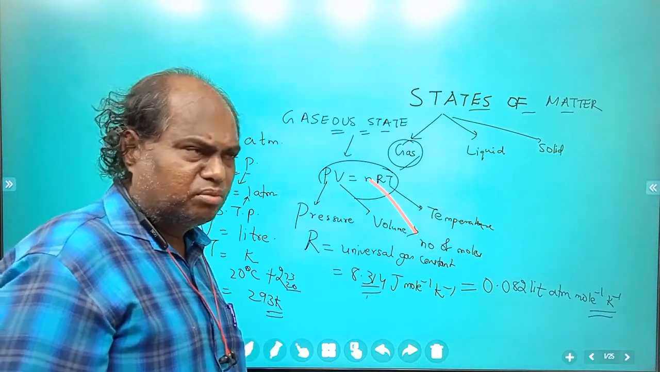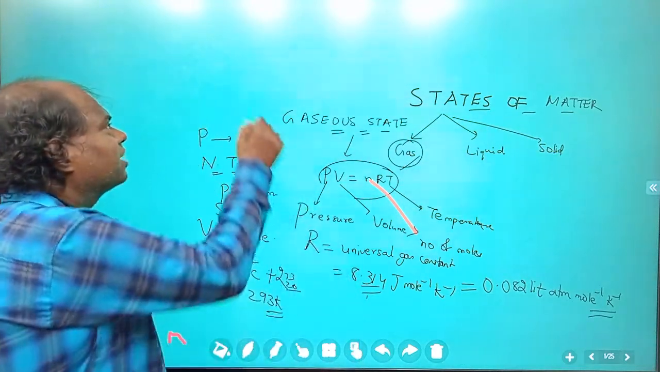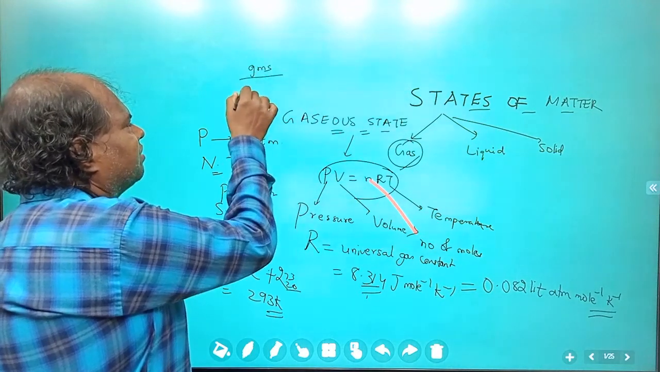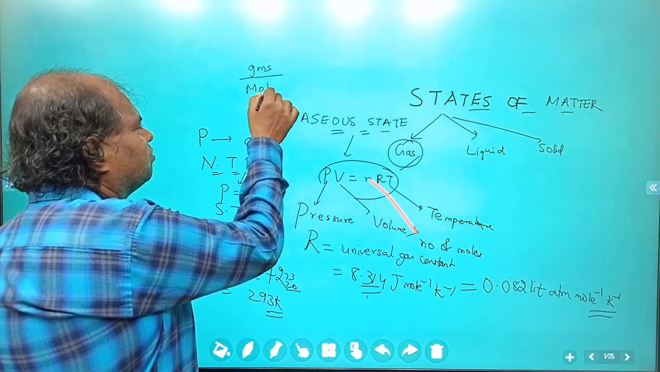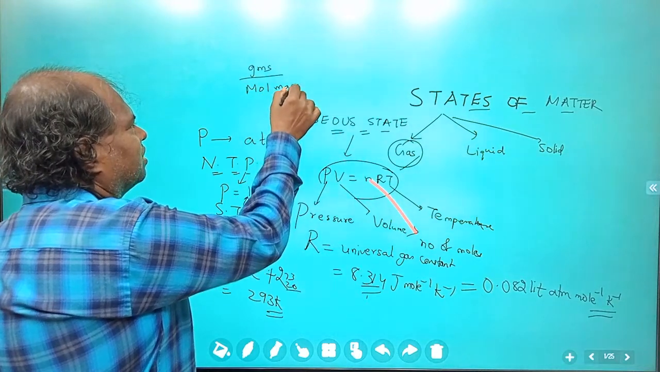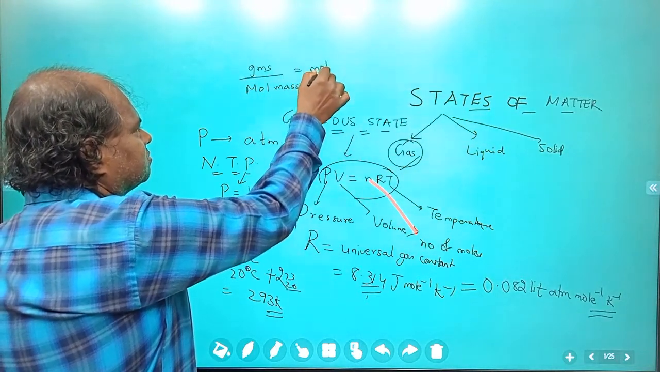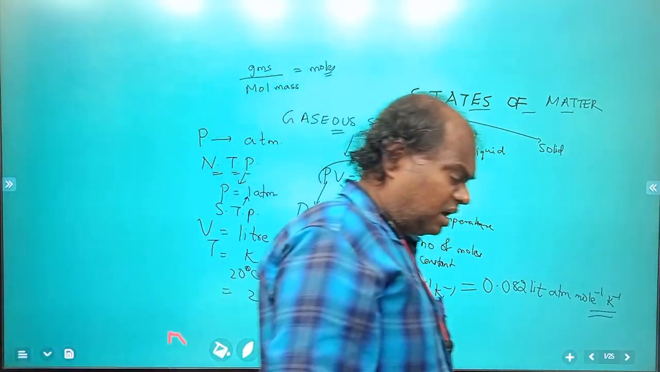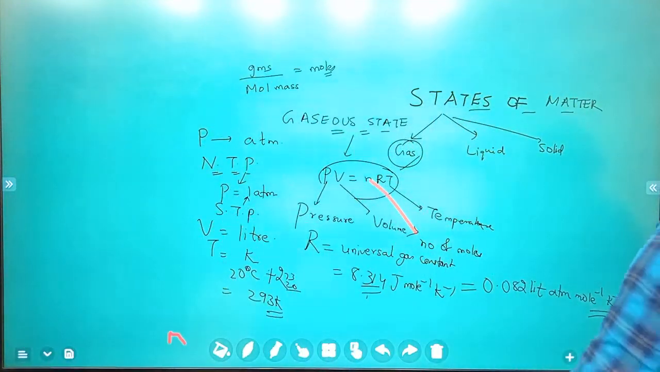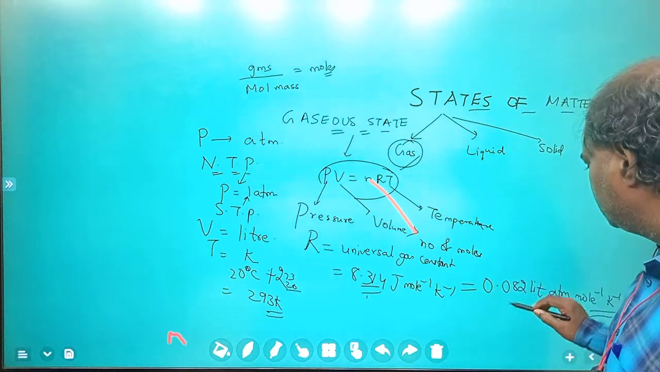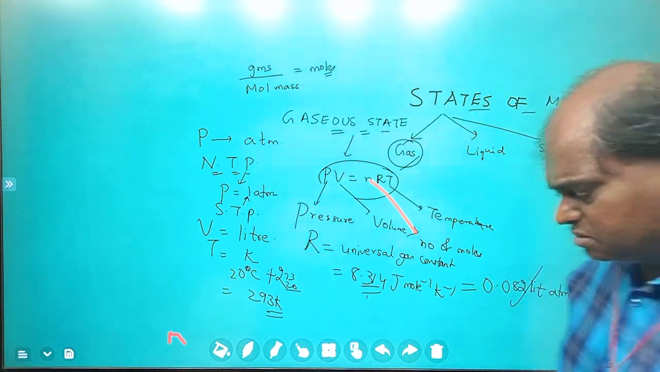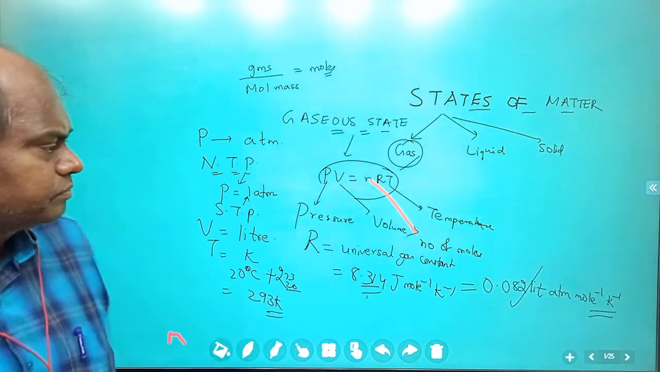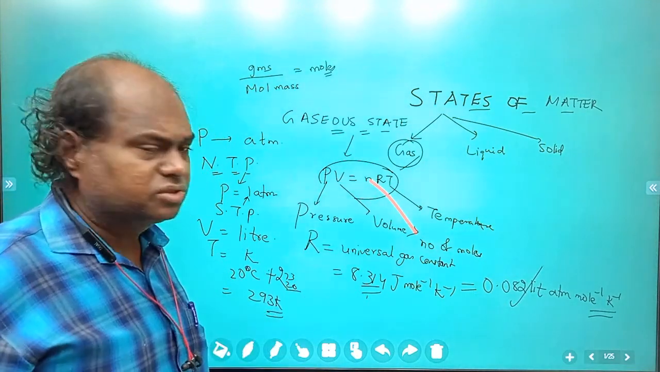N is the usual number of moles. Sometimes they'll give you grams. Now you know how to convert grams to moles: grams divided by molecular mass will give you moles. So you can find that out. And you know the value of R also. Most of the time students will use this value of R, 0.082. So use that value of R, and you can do sums on this.